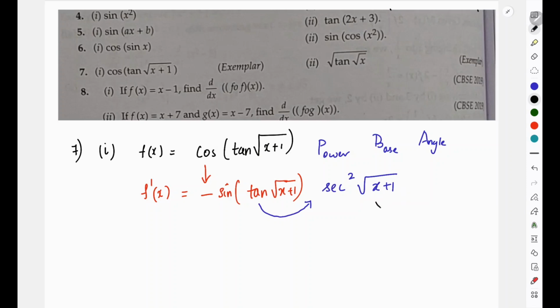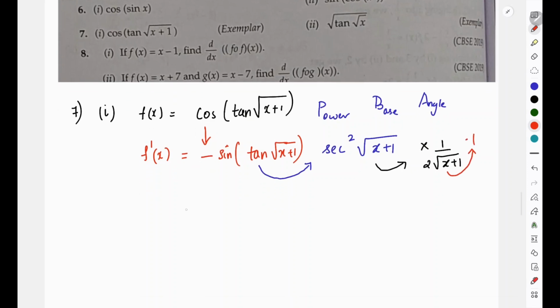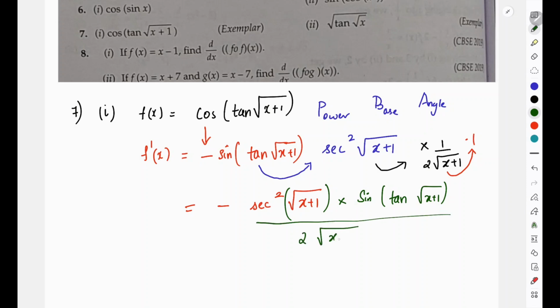Okay. Next, you have to differentiate root of x plus 1. So that's nothing but 1 by 2 root of x plus 1. And this x derivative is nothing but 1. So we can write 1. So the final answer would be minus secant square root x plus 1 into, so this angle you can put it in the bracket, into sine tan root of x plus 1 divided by 2 root of x plus 1.